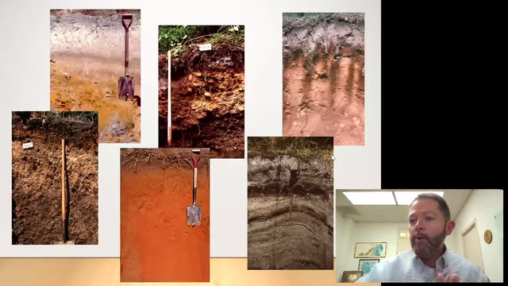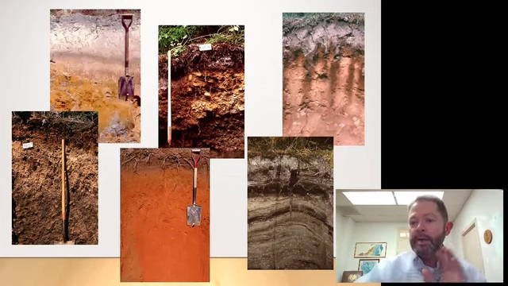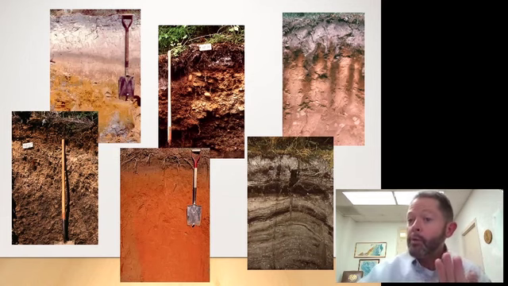Because of the interaction of these 5 soil forming factors, we get soils that look as different as these do. Each one of these soils has different properties and can tell us a different story about how it formed, and will have different levels of soil fertility depending on the parent material and the interaction of the other soil forming factors.